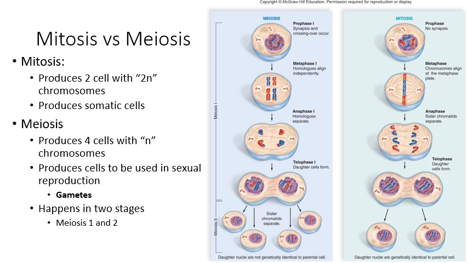We're producing somatic cells with 2N chromosomes. In meiosis, we're producing 4 haploid cells called gametes, and it's happening in 2 stages. We have meiosis 1 and meiosis 2. At the end of meiosis 1, we're producing 2 diploid cells. And then at the end of meiosis 2, we take those 2 diploid cells and we end up with 4 haploid cells. And in comparison to mitosis, we just end up with 2 diploid cells.